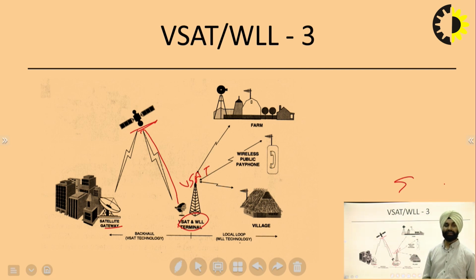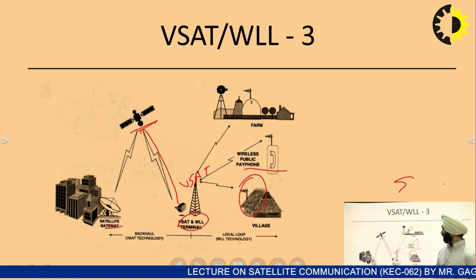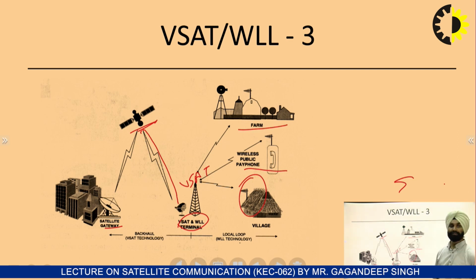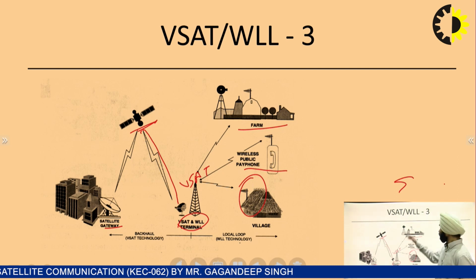This VSAT with the WLL communicates with all other applications. For example, for a village, for DTH or TV services, this is communicating with the VSAT of this station, and then public telephones, payphones, which are again communicating with VSAT for the satellite services. Then there are some farms which are using GPS and all other collaborative applications for the satellite. So all these are using VSAT for the communication.